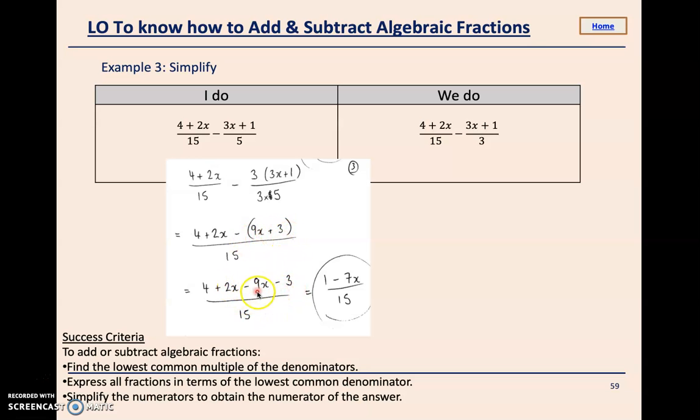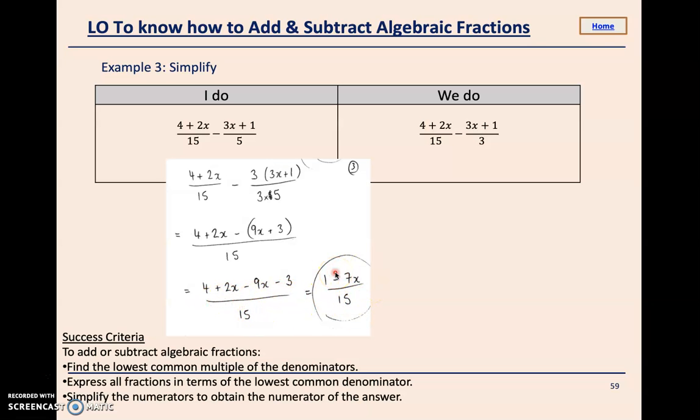So let's collect our terms. So we have positive 2x subtract 9x. So that's going to give us negative 7x. And 4 subtract 3, it's going to leave us with 1. And it's all divided by 15.